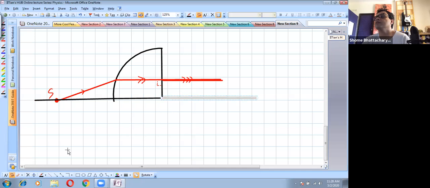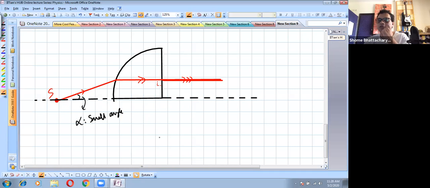Just work out the condition for this ray diagram to fit. But remember, fit with respect to paraxial rays. I have drawn a non-paraxial ray, but you have to remember that the rays we are talking about are ones for which this angle alpha is small. So they are paraxial rays.